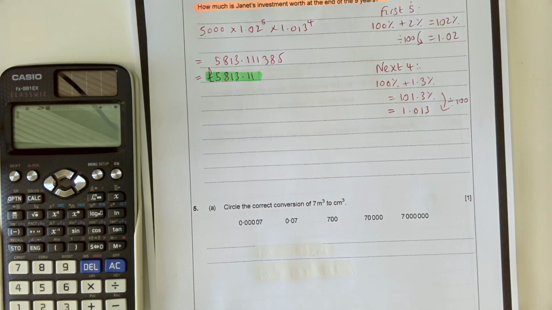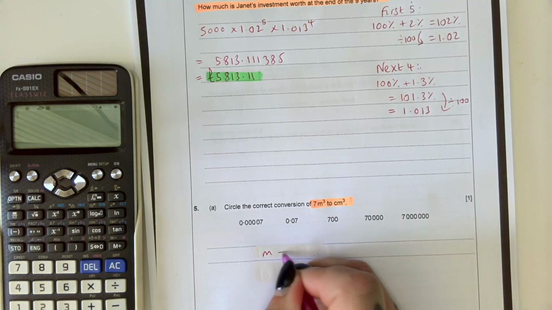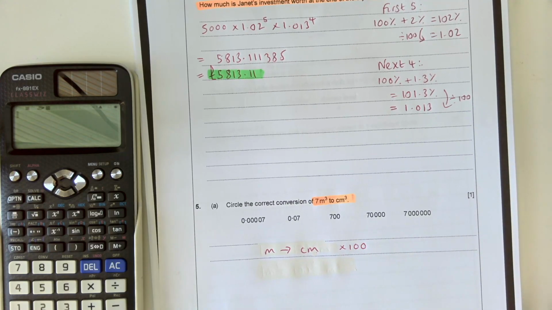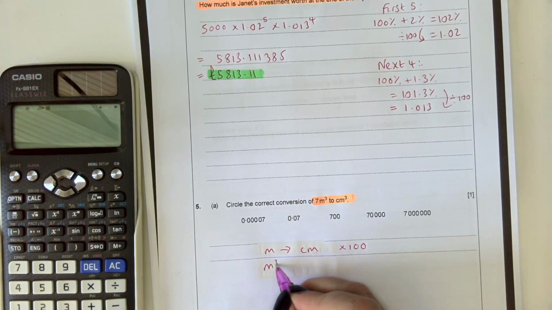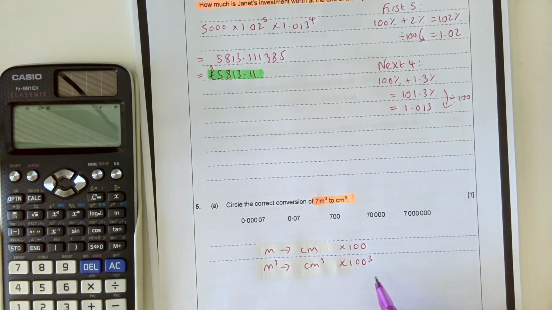5A, circle the correct conversion of 7 meters cubed to centimeters cubed. Okay, so if we were going from meters to centimeters, we would multiply by 100. Here we're going from meters cubed to centimeters cubed, so we need to multiply by 100 cubed. That's the important thing here.